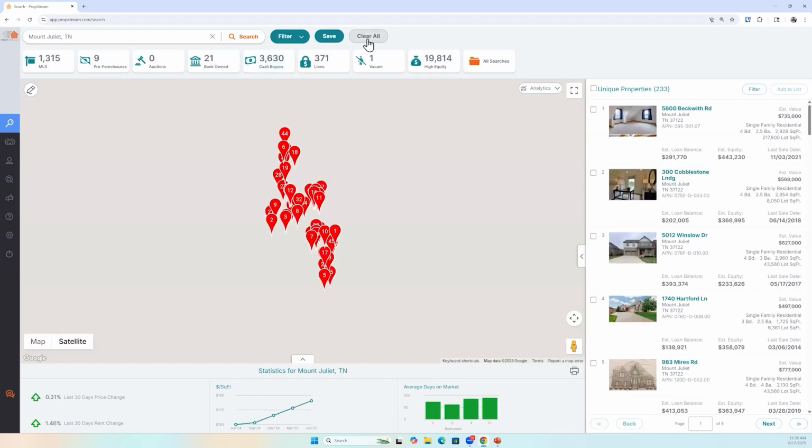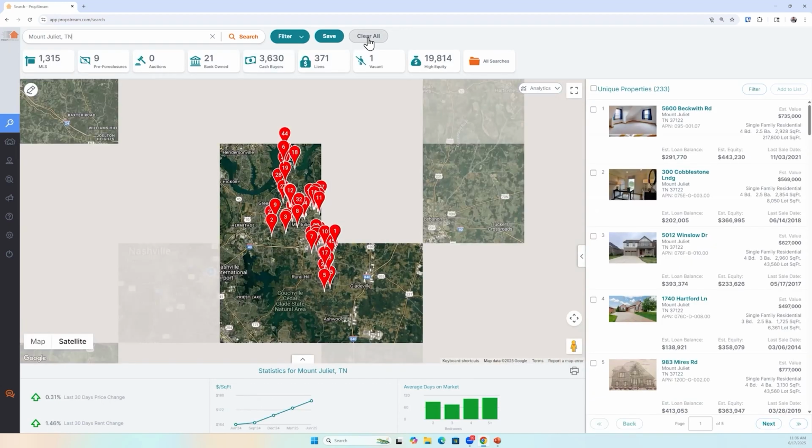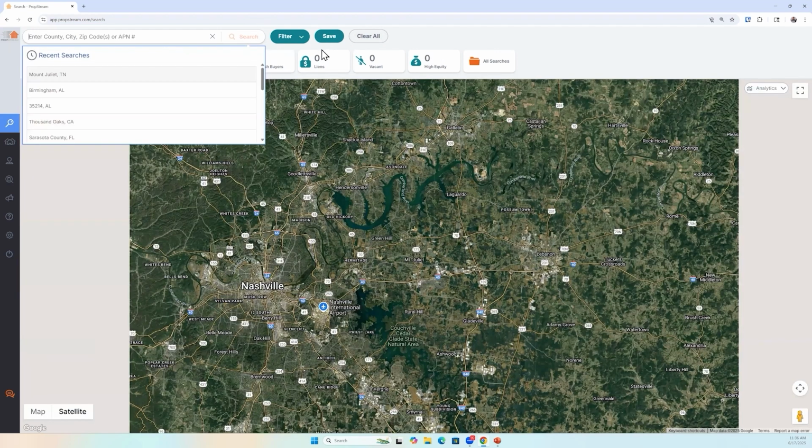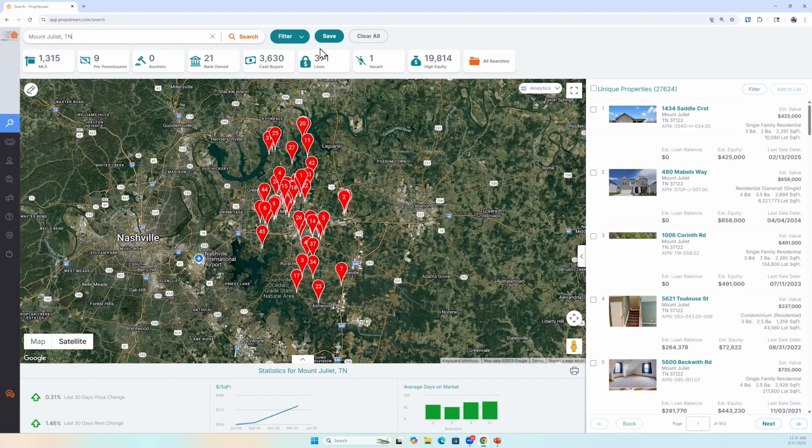So same thing here. I want to find a buy and hold property in this area. It doesn't have to be in the city of Mount Juliet, but around it. Short term's a bit negative because Nashville is cracking down on it, but midterm's fantastic.